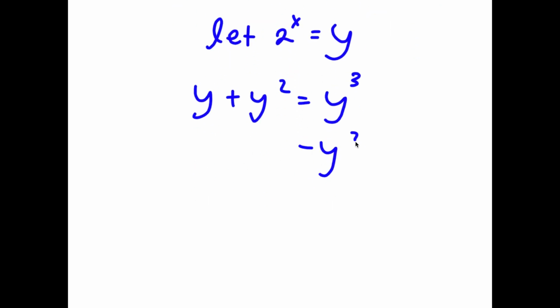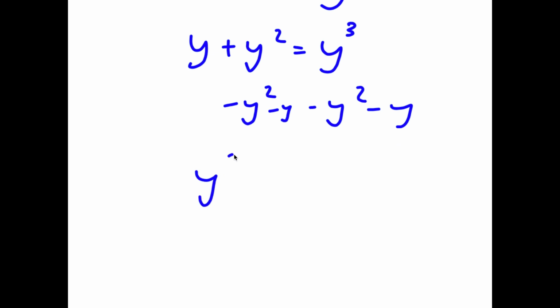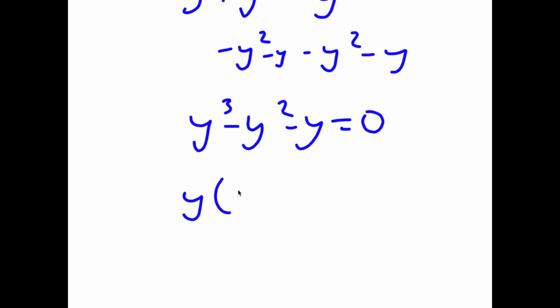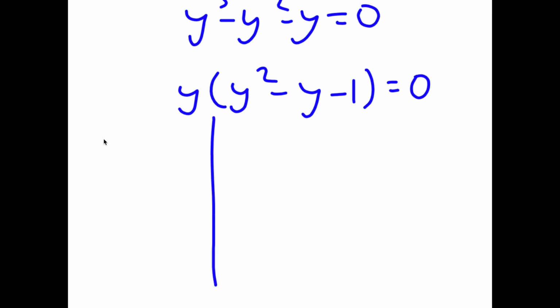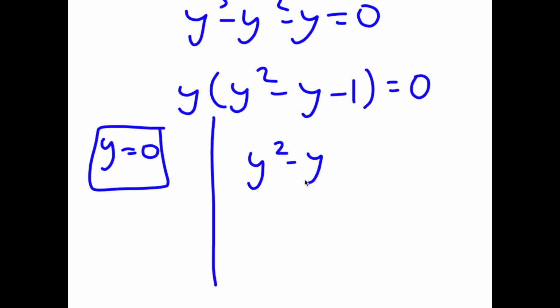Now instead I'm going to subtract y squared and y on both sides. So now I have y to the power of 3 minus y squared minus y is equal to 0. And now if I factor out y, I get y times y squared minus y minus 1 is equal to 0. So this gives me two equations. I have y is equal to 0, and I have y squared minus y minus 1 is equal to 0.